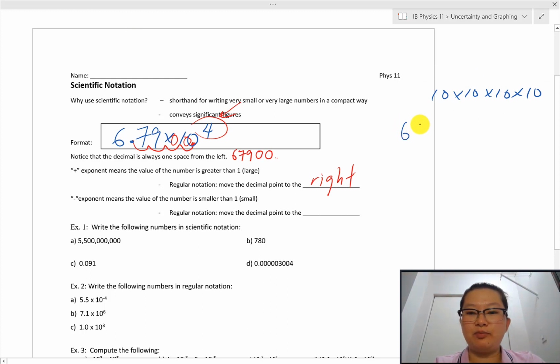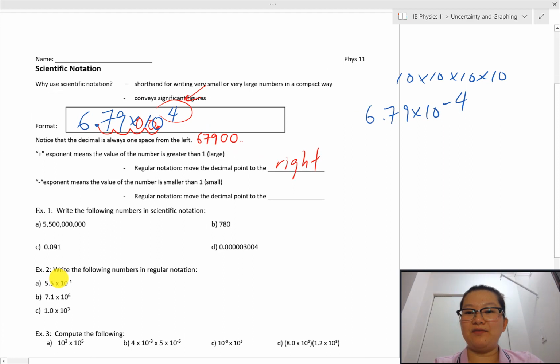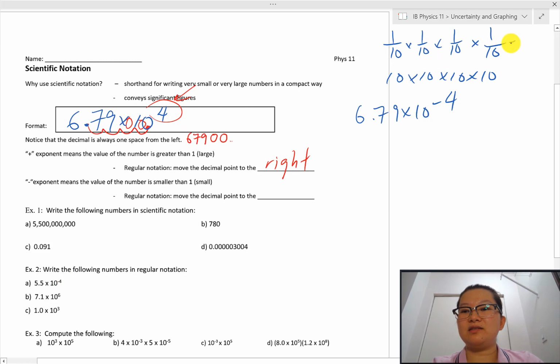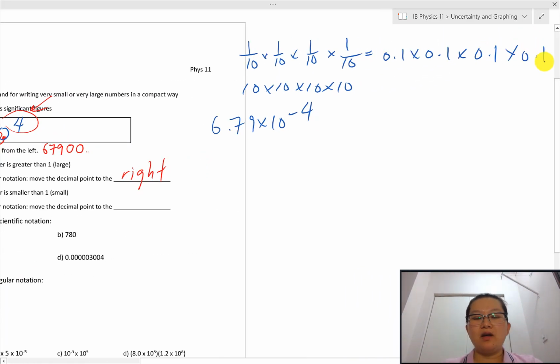Now, on the other hand, if the exponent was negative, which is probably what you're asking, that would look like this: 6.79 times 10 to the power of negative 4. What that means is instead of having 10 times 10 times 10, that's essentially 1 over 10 times 1 over 10 times 1 over 10 times 1 over 10. Or that's 0.1, same thing as 0.1 times 0.1 times 0.1, etc. So that's moving the decimal backwards, making the number smaller, over by 4 decimal places.